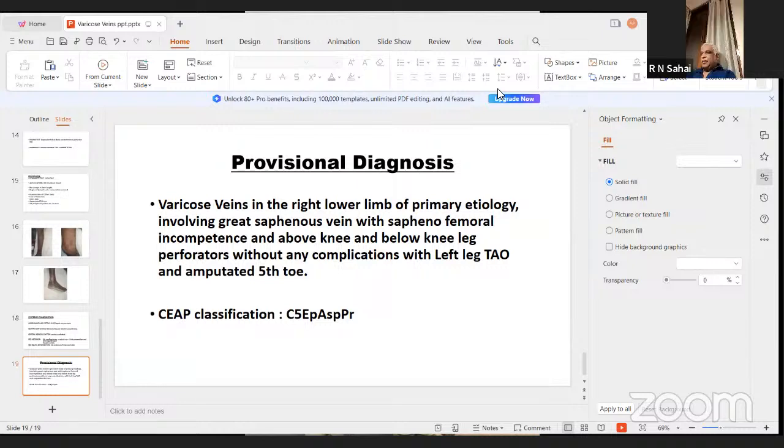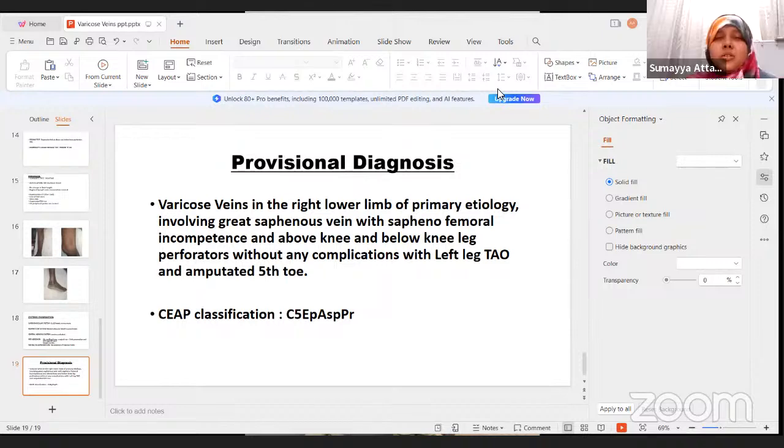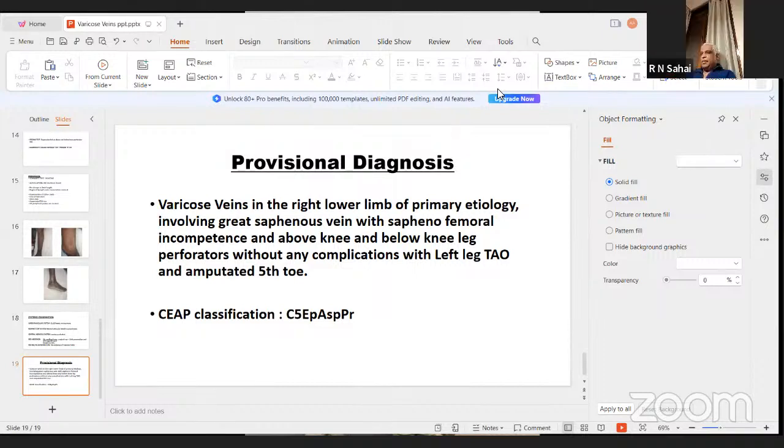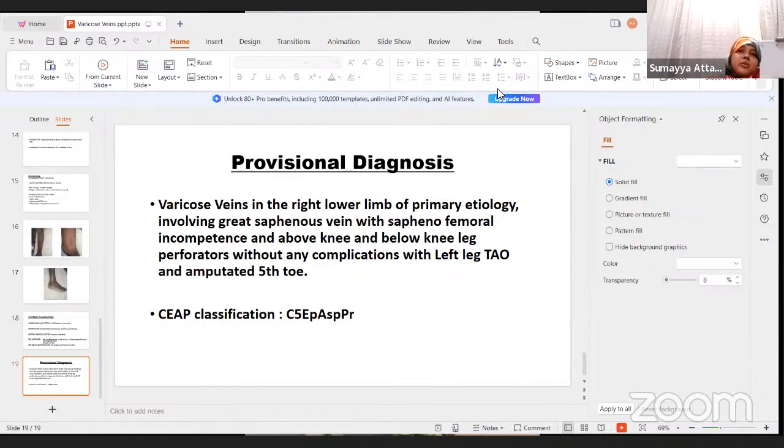Glue therapy, sir. Another one. Tell me, how do you do a sclerotherapy? Sir, first by using ultrasound, we mark the pathway of the great saphenous vein and its perforator. Then we take foam sclerotherapy, sir. Then we cannulate the vein by a three-way cannula, sir.